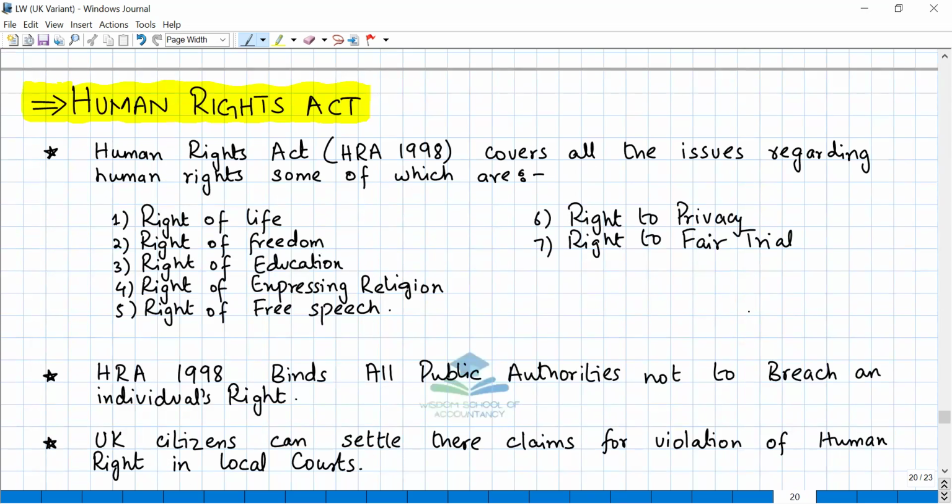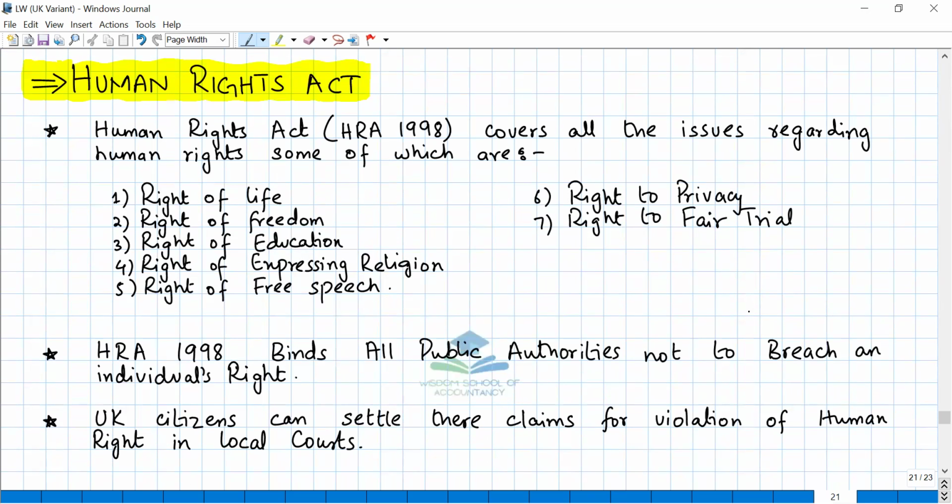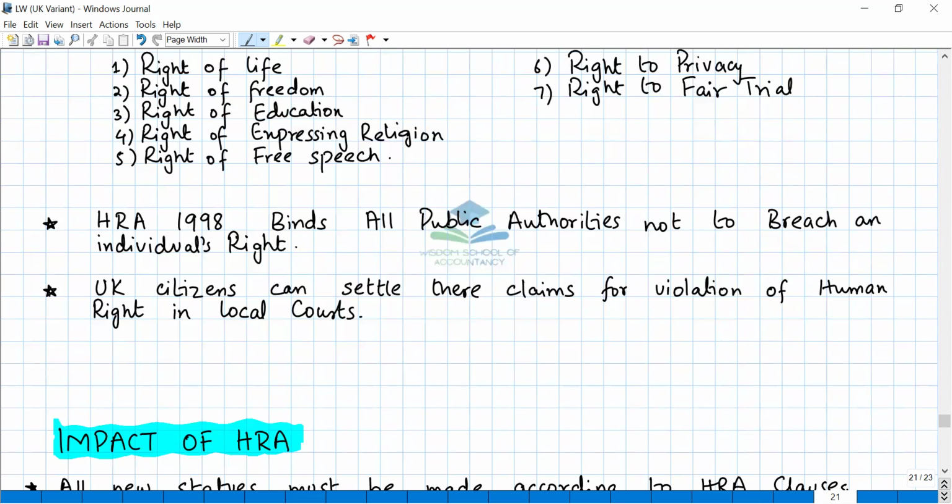The last topic is the Human Rights Act. The Human Rights Act, HRA 1998, covers all the issues regarding human rights, some of which are the right to life, right to freedom, right to education, right to express religion, right to free speech, right to privacy, and right to a fair trial. There are many other human rights. HRA 1998 binds all public authorities not to breach an individual's rights. All public authorities are bound by the HRA 1998. They have to follow the Human Rights Act.